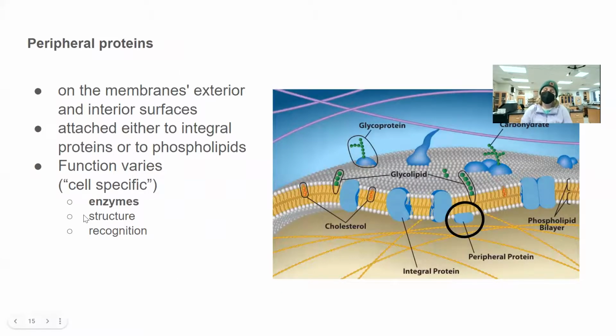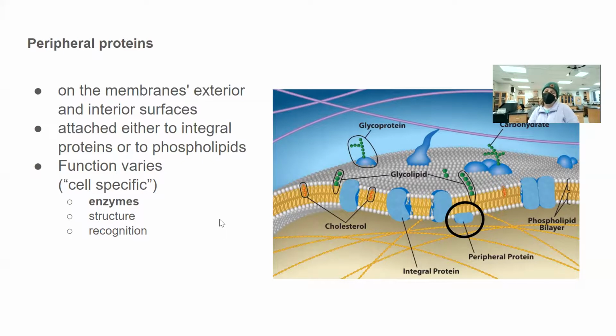Okay, and then the other kind of protein that we see associated with the plasma membrane is the peripheral proteins. So these are proteins that are just attached to the surface of the plasma membrane. They don't go into the fatty acid tail portion. So these are only hydrophilic, right? So they can attach to integral proteins, or they can attach to the phospholipids.